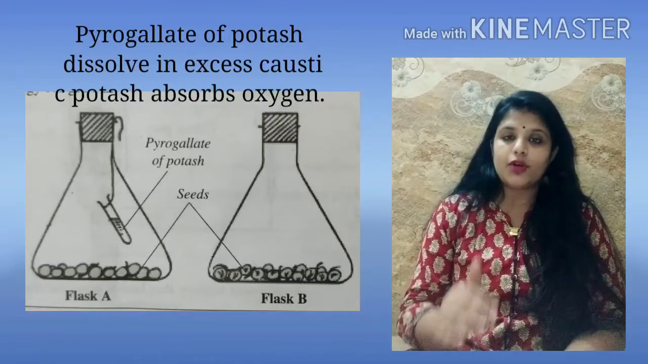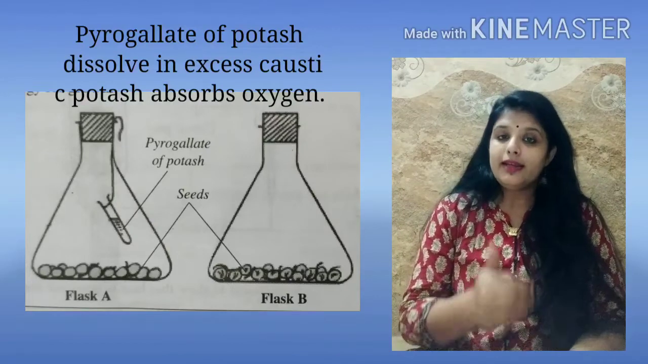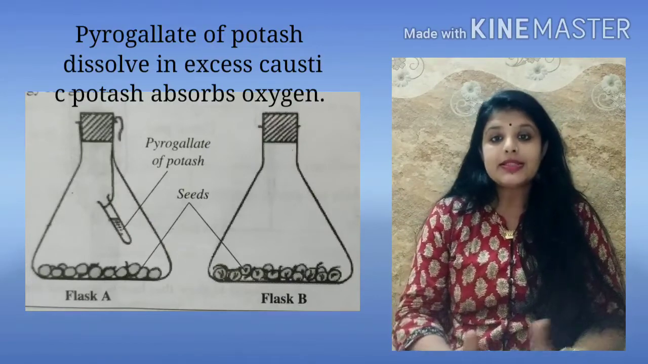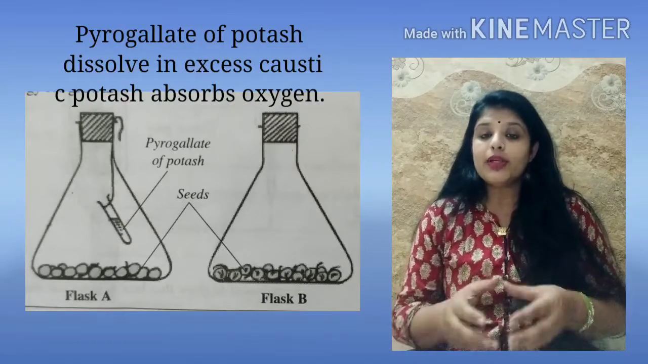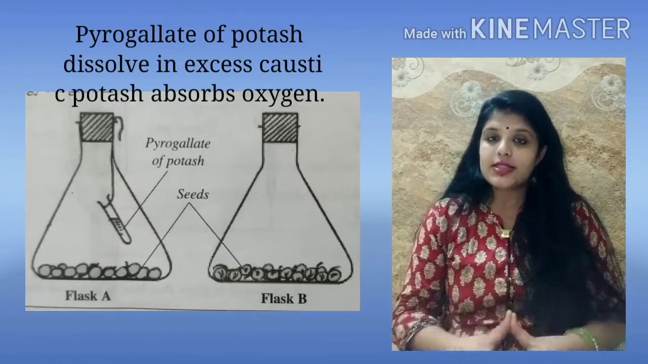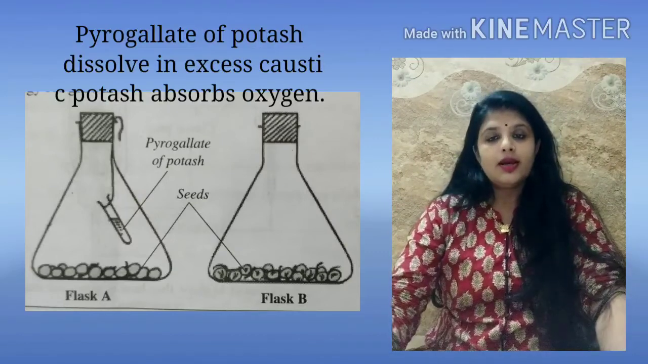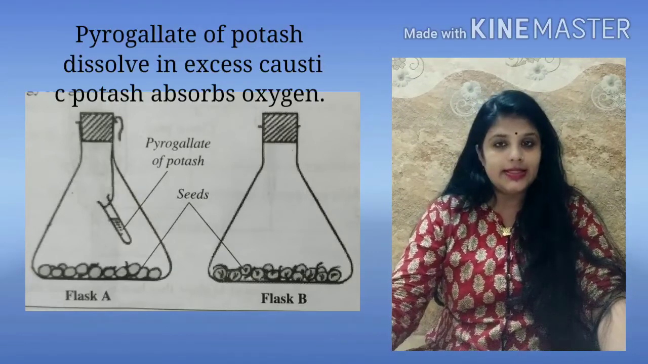After some time, what we will notice is that in flask A there is no germination, while in flask B the seed will germinate. What does it prove? It proves that oxygen is required for germination, क्योंकि हमने दोनों ही केस में germinating seeds लिए हुए हैं.